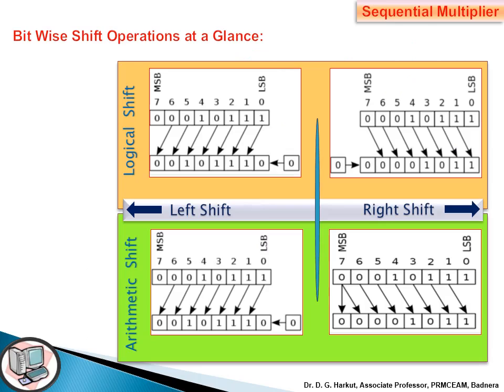Before moving further, we will understand the bitwise shift operation and the difference between logical shift and arithmetical shift. In case of logical shift operation, whether it is left shift or right shift, we fill the empty spaces thus created because of the shift operation at LSB or MSB respectively with 0.